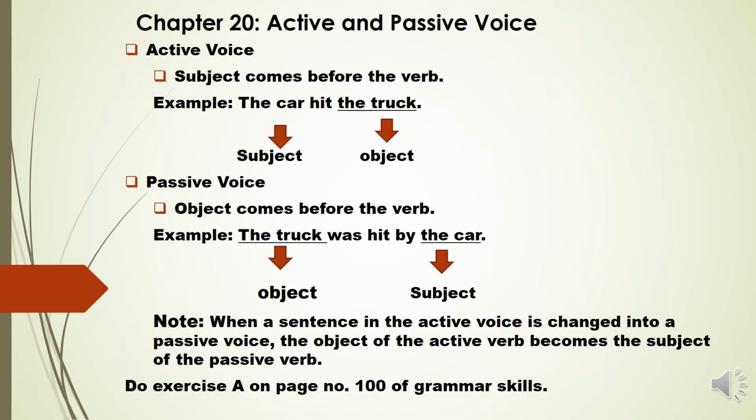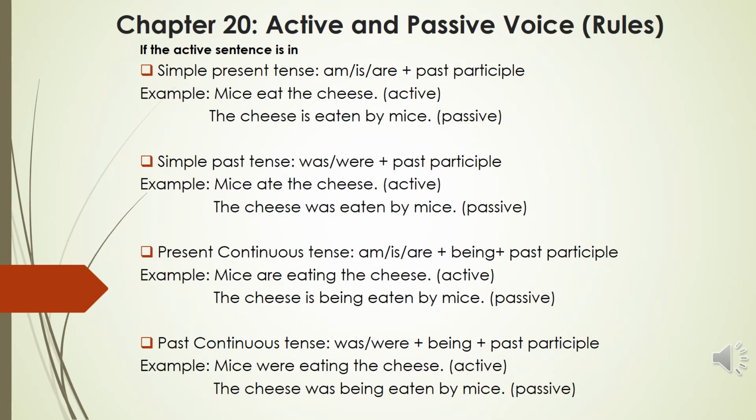Students, before going to the exercises related to this concept of active and passive voice, I want to tell you some rules regarding this concept. If your active sentence is in simple present tense, then you have to use is, are, am accordingly with the past participle, means with the third form of verb. For example, mice eat the cheese.